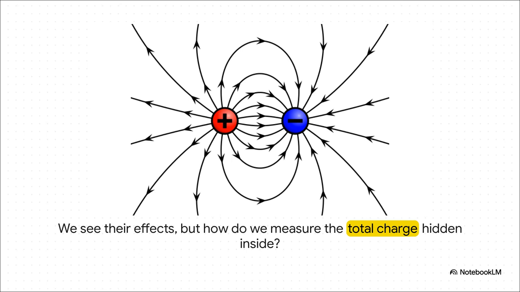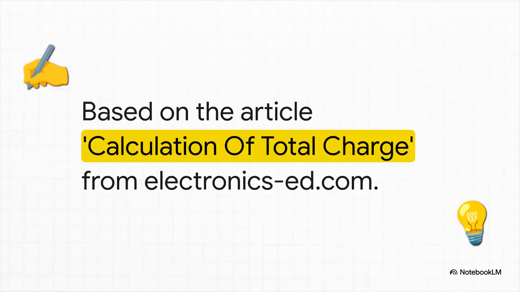If it's not all neat and tidy, you can't just guess. You need a specific and really powerful mathematical tool. So for this explainer, we're basing our walkthrough on a really great article over at electronicsed.com. It's called Calculation of Total Charge Enclosed Using Volume Charge Density, and it lays out the exact problem and the step-by-step thinking we're going to follow.